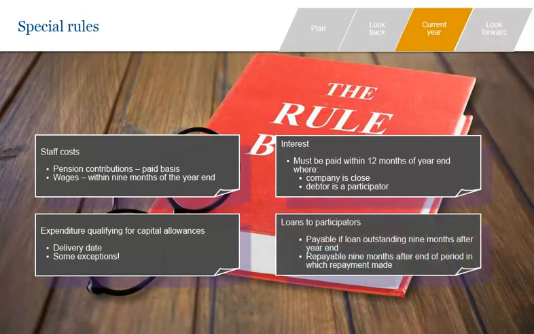Tax is payable under Section 455 where a loan to a participator is outstanding more than 9 months after the year end. The rate of tax is 32.5%. When the loan is repaid, the Section 455 tax is repayable 9 months and 1 day after the end of the period during which the loan was repaid. On a later slide, we'll look at an example to illustrate this.